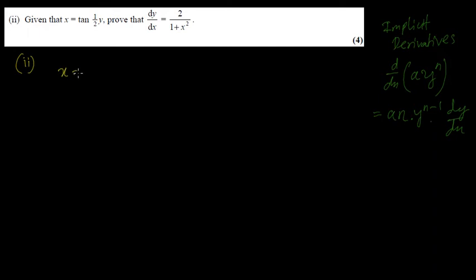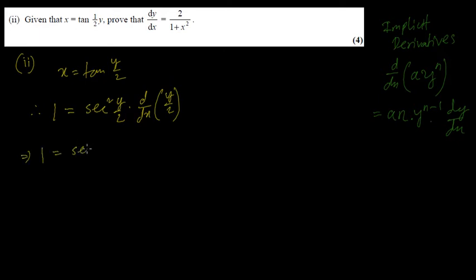So you have x equals tan half y, meaning tan y by 2. So therefore when you differentiate x, we have to differentiate this. When you differentiate x, you get a 1. When you differentiate tan theta, remember it is sec squared theta, and there is the chain rule of d by dx of the angle y by 2. So this is what you get. Now if you simplify, 1 equals sec squared theta. Now d by dx of half y is going to be half, but with it we have to write dy by dx. Remember, like this, we have to write dy by dx.